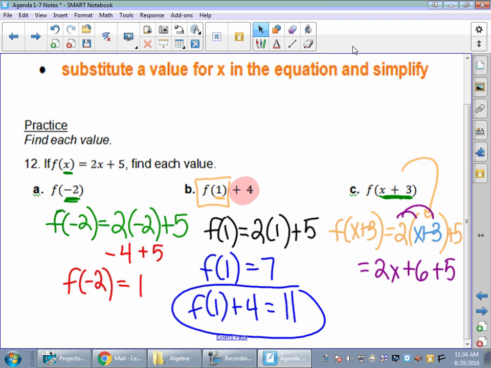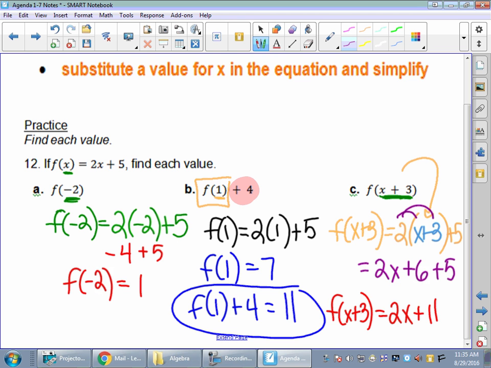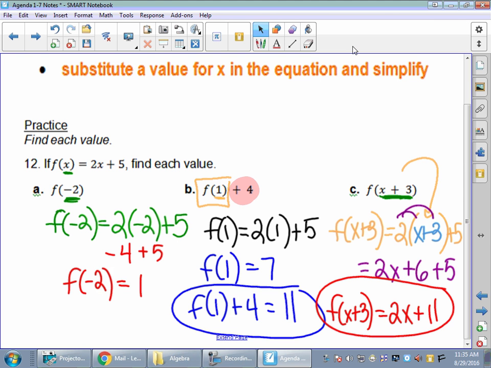I see one pair of like terms. So f of x plus 3. Can the 2x combine with anything? 6 plus 5. And my final answer is 2x plus 11. I can't simplify and get a 1 or an 11 like I did on A and B, because I have a variable still in that problem.